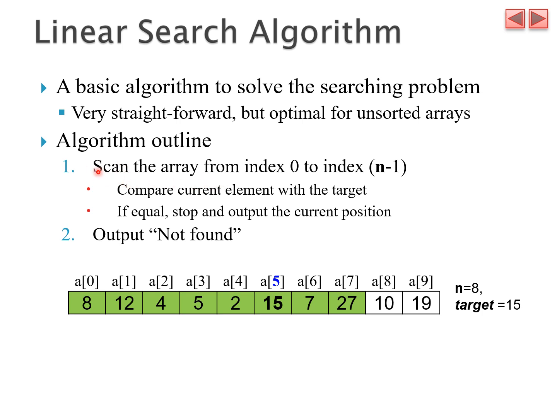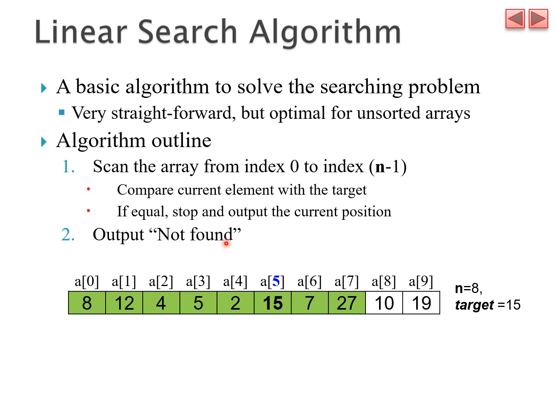So the first step is to scan the array from index 0 to index n minus 1. And during the scan, it compares the current element with the target value. If the two are equal to each other, then stop and output the current position, that is, the index of the current element. So if we didn't get stopped during the first step, the scanning step, then it outputs not found.